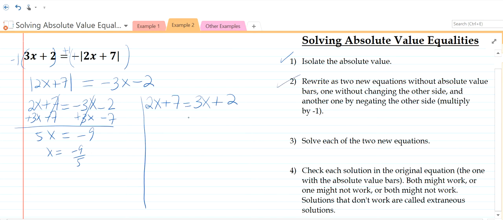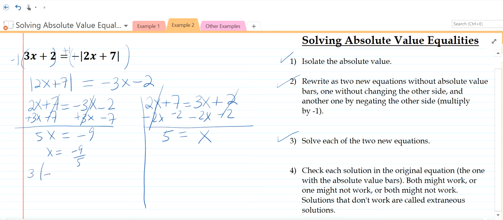And subtract 2x and subtract 2. So we get x equals 5. We're done with step 3. Crucial step, step 4. We have to check our answers. Plug into the original equation.